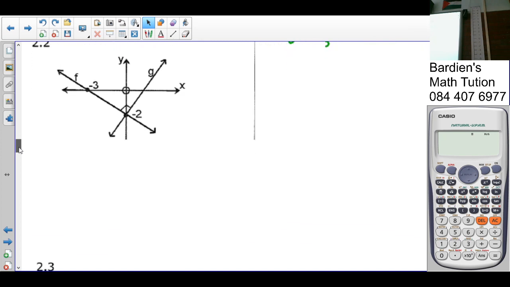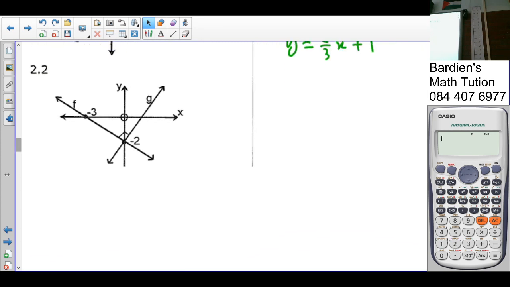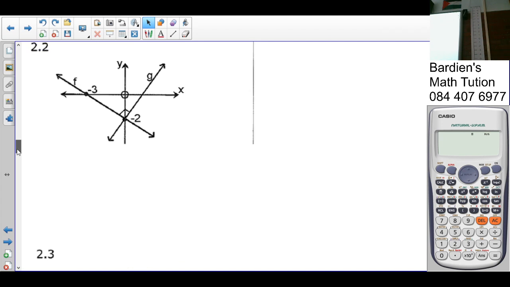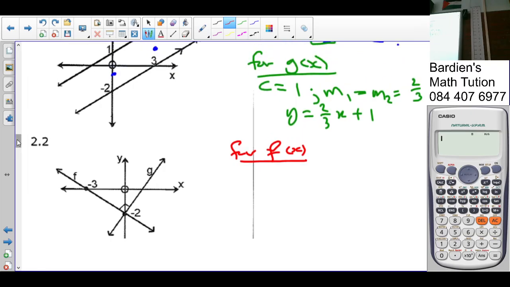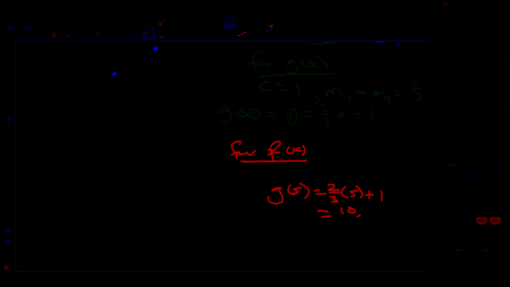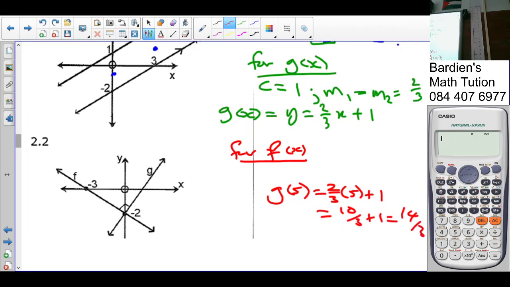2.2 is different, so I'm going to do it a bit different. Oh yes, I forgot to put g of x here. Don't forget to put g of x is equal to. Okay. What if they ask you to work out g of 5? Wherever you see x, you put 5. Can you see that, people? And then that would have given you 10 over 3 plus 1, which is 13 over 3. Okay?